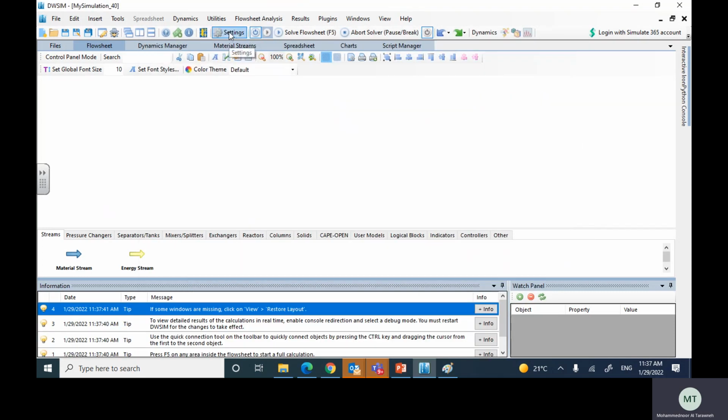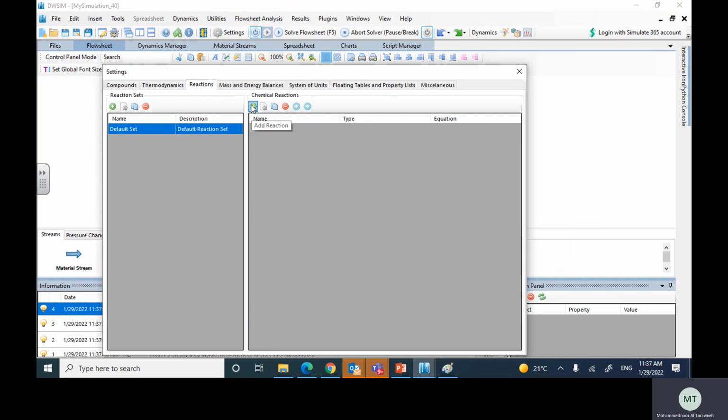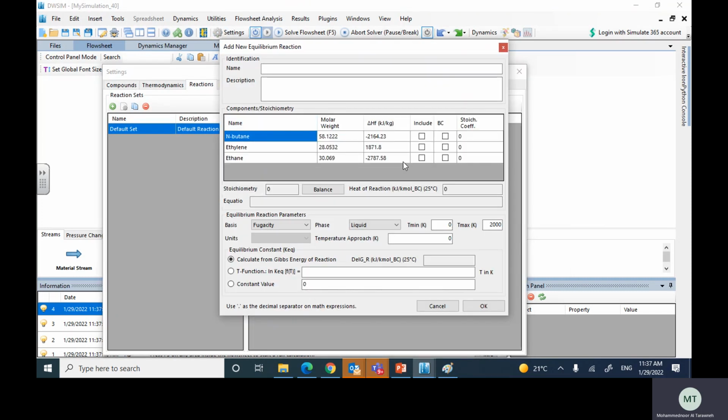Now we need to define our equilibrium reaction. Go to settings, then to reaction, go to chemical reaction, click add equilibrium. We have chosen three species, so let's include all of them. The basis compound is N-butane because it's the reactant. The stoichiometric coefficient for N-butane is -1, for ethylene is 1, for ethane is 1. The basis of the reaction is basically partial pressure. The phase is a vapor one. Then we need to click OK.